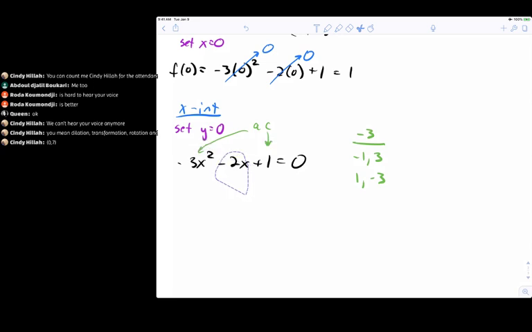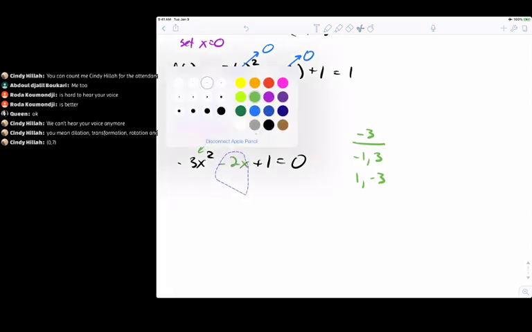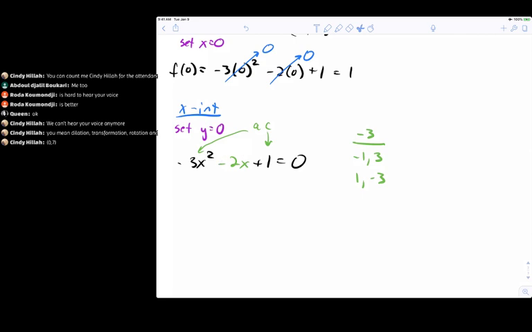We're going to rewrite this -2 using the 1 and the -3. So we're going to rewrite -2x as -3x plus x. And then everything else just comes down. So this -3x squared comes down, this +1 comes down. This and this.